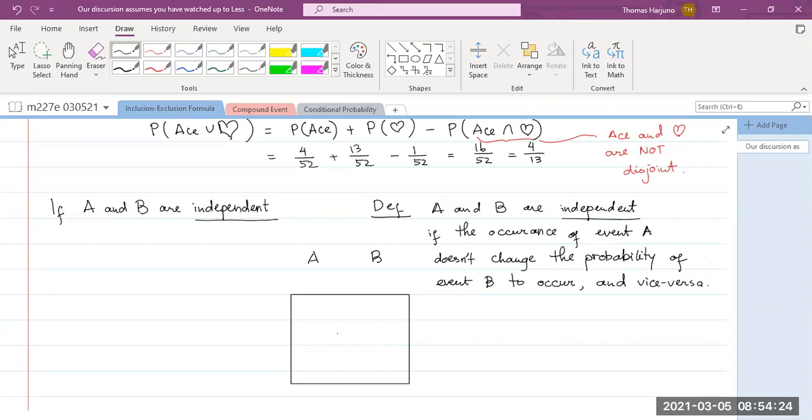Okay. Now, when we say independent, it means whatever happened to A has nothing to do with B. Whatever happened to B has nothing to do with A. Okay.